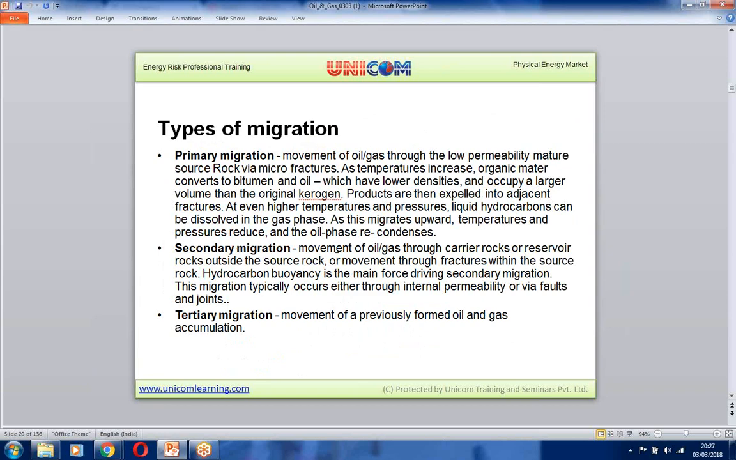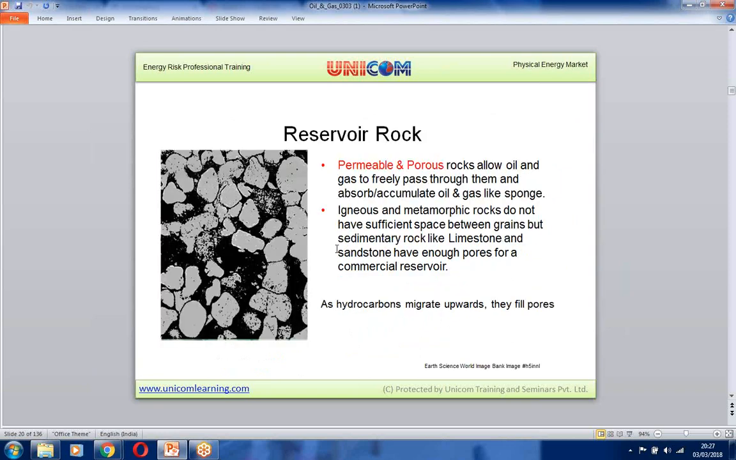A reservoir rock needs to have two properties: it has to be permeable and it has to be porous. These types of rocks allow oil and gas to freely pass through them, and absorb and accumulate oil and gas like a sponge. Igneous and metamorphic rocks do not have sufficient space between grains. But sedimentary rocks like limestone and sandstone have enough pores to form a commercial reservoir. As the hydrocarbons migrate up from the source rock, they fill these pores and the reservoir rock is formed.